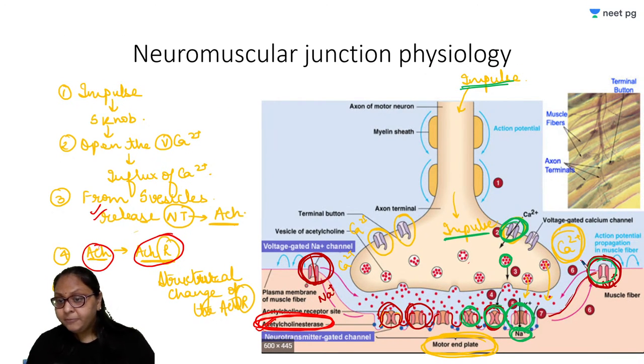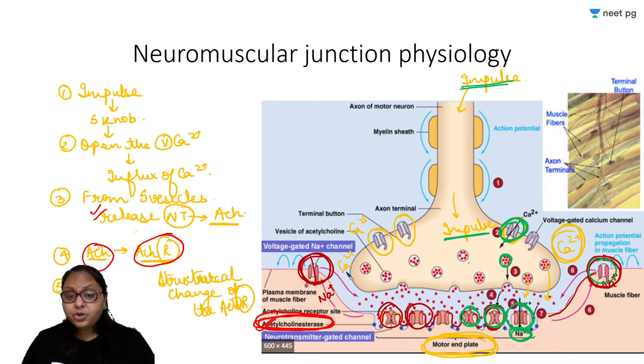When it is enough, what will happen? In the peri-junctional area around this junction, there are voltage-gated sodium channels which will open up. Okay, and the threshold is generated, the action potential is generated, and there is propagation of the action potential in the muscle fiber, and muscle contraction takes place.